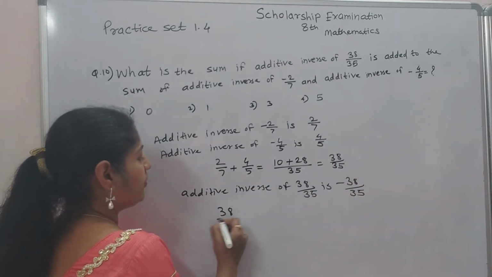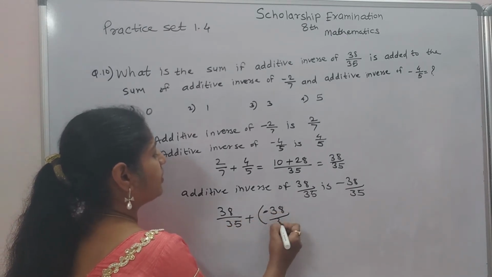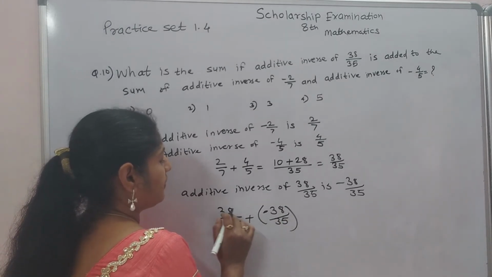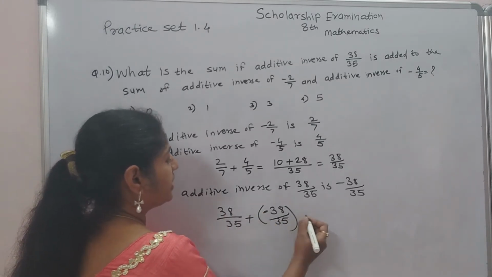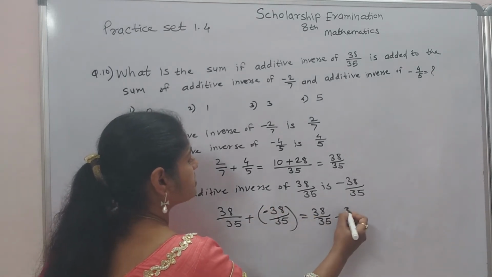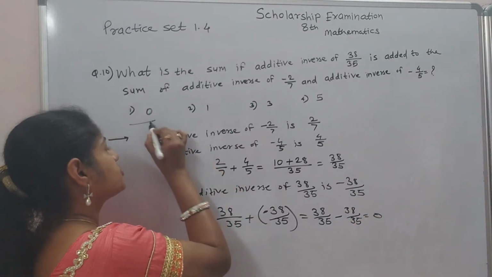Now we have to add this sum to its additive inverse. So 38 upon 35 plus minus 38 upon 35. Adding these two numbers, one is positive and the other is negative, so 38 upon 35 minus 38 upon 35, the answer is 0. So the answer is option number 1.